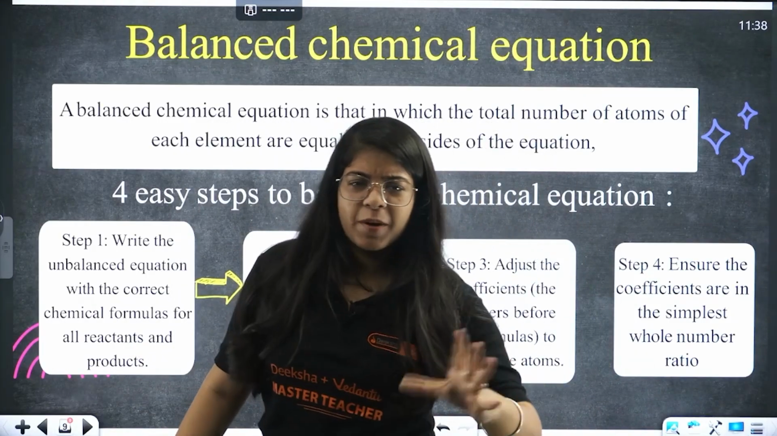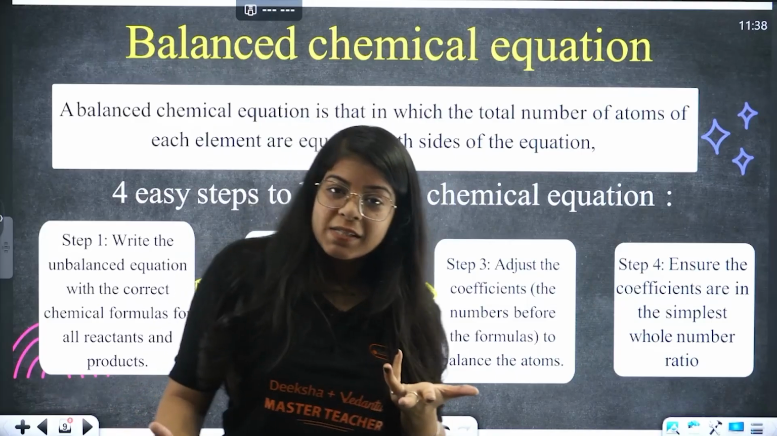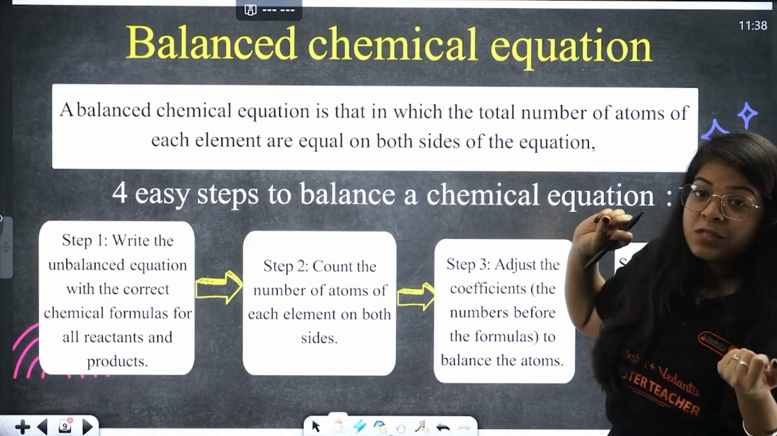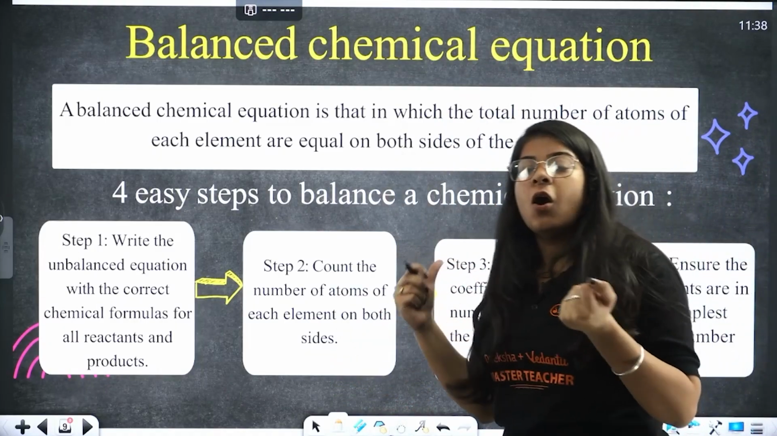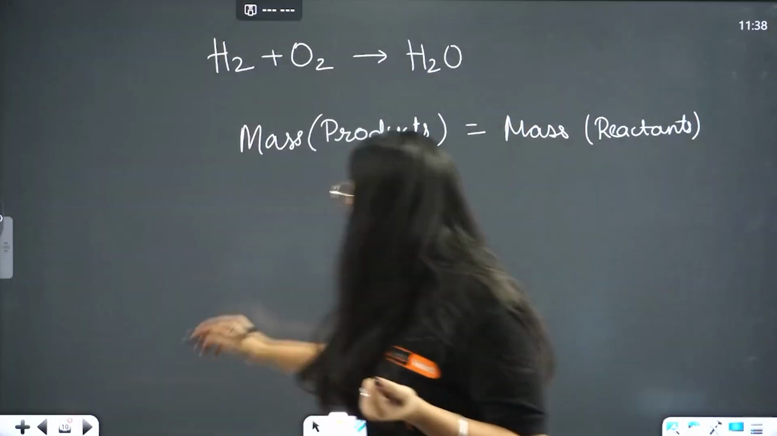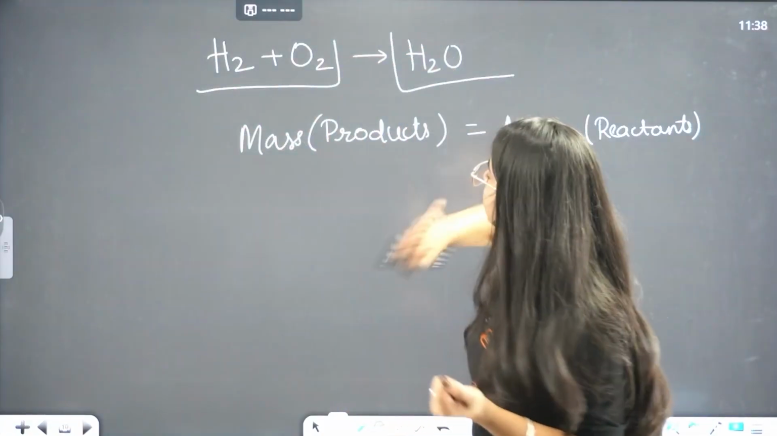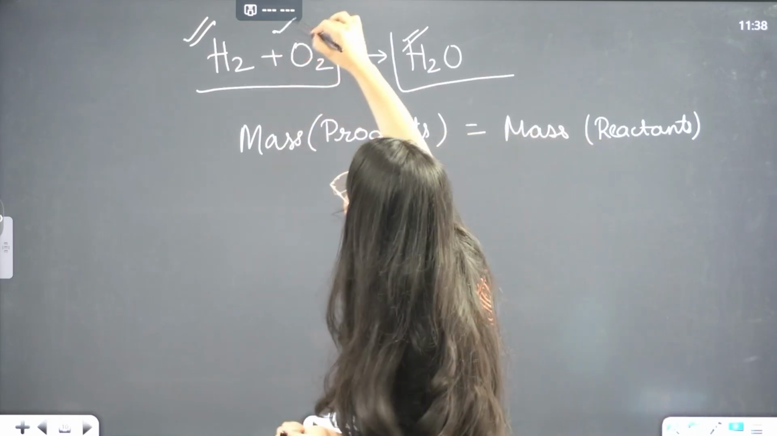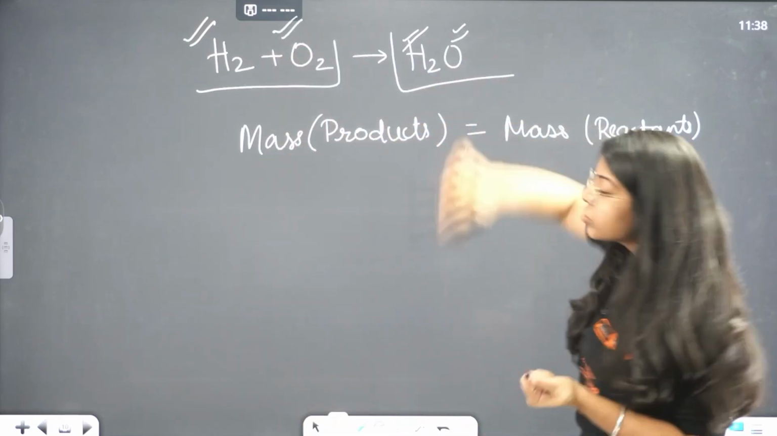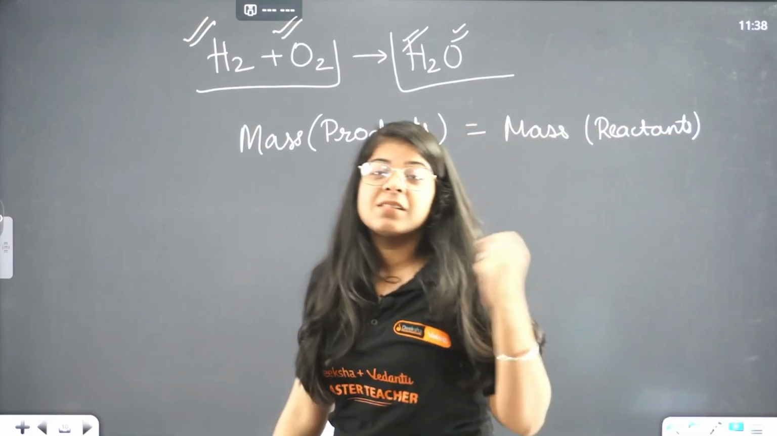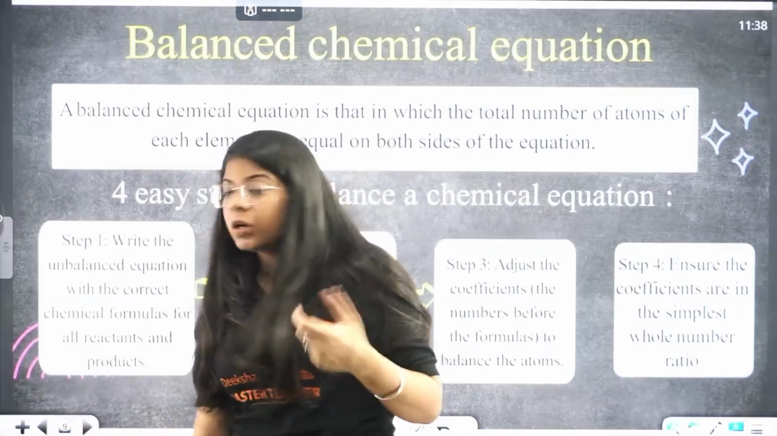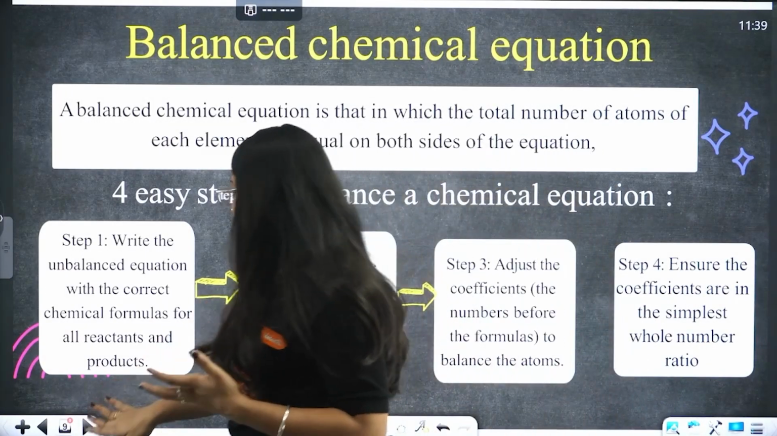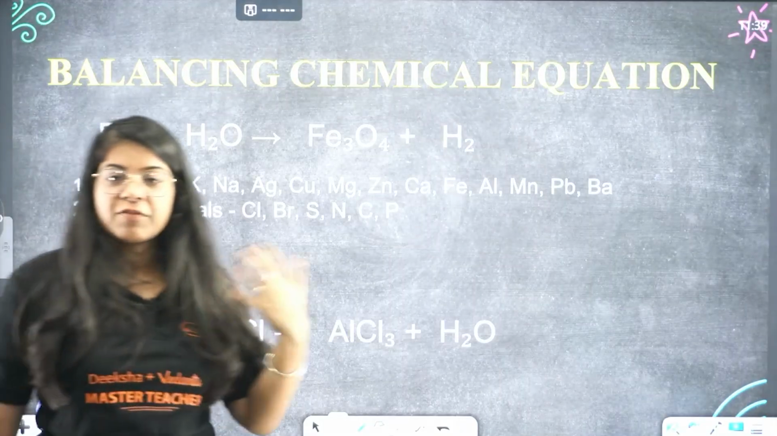Now, we have talked a lot about why we need balancing. Let's study how to do balancing, okay? So, basically, a balanced equation is one in which the total number of atoms of each element are equal on both sides of the equation. These are the product side, these are the reactant side. The number of atoms of H on this side should be equal to the number of atoms of H on the other side. The number of O atoms on the reactant side should be equal to the number of oxygen atoms on the product side, right? That is what is called a balanced chemical equation. Now there are 4 easy steps. Let's understand how to balance first, and then we'll come back to balancing of chemical equations, right?